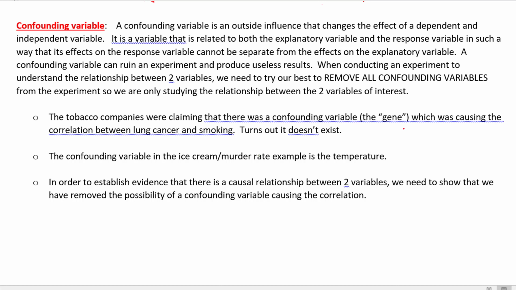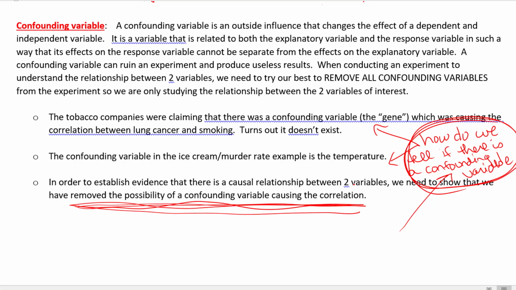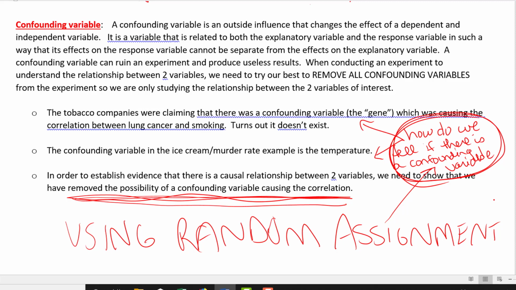So, in order to differentiate between these two, in order to figure out, do we have some hidden confounding variable that's causing the correlation, or is it that the explanatory variable changes are actually causing the changes in the response variable? In order to figure that out, we have to make sure that there is no other confounding variable in existence. We have to remove the possibility of a confounding variable causing correlation. How do we do that? We're going to do that by creating an experiment using random assignment. And see the next video to see what we mean by that.